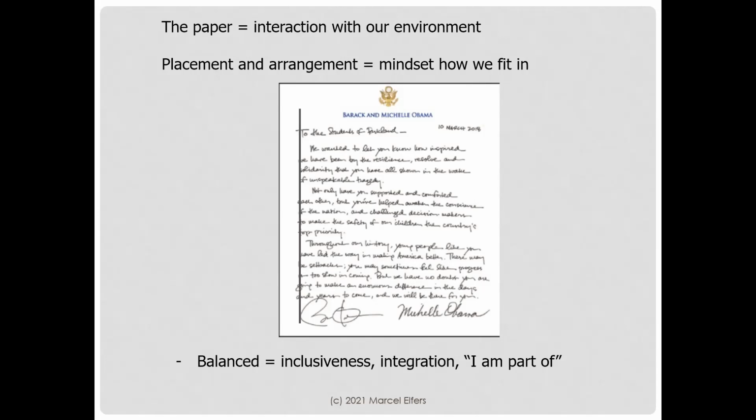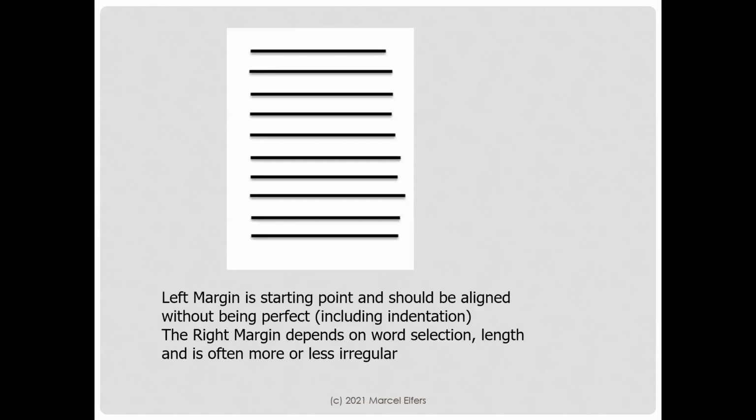Take note of the left margin, which is fairly straight, and the right margin, which is not. The left margin is always the starting point of our next sentence, and that should be aligned without being perfect. That includes, of course, the indentations we use. The right margin tends to be more irregular, because it depends on the length of the sentence, the length of words, does it fit in as the last word, is there more white space left, etc. So an irregular right margin is fairly normal.